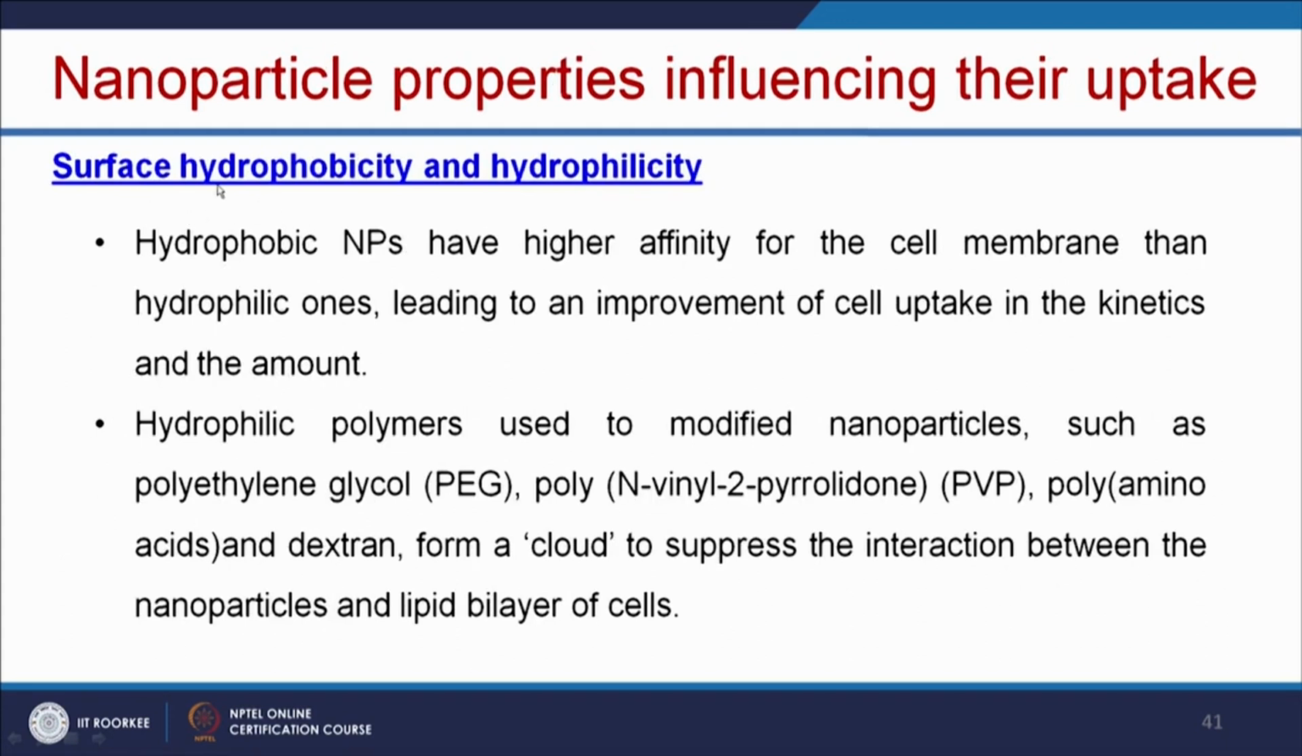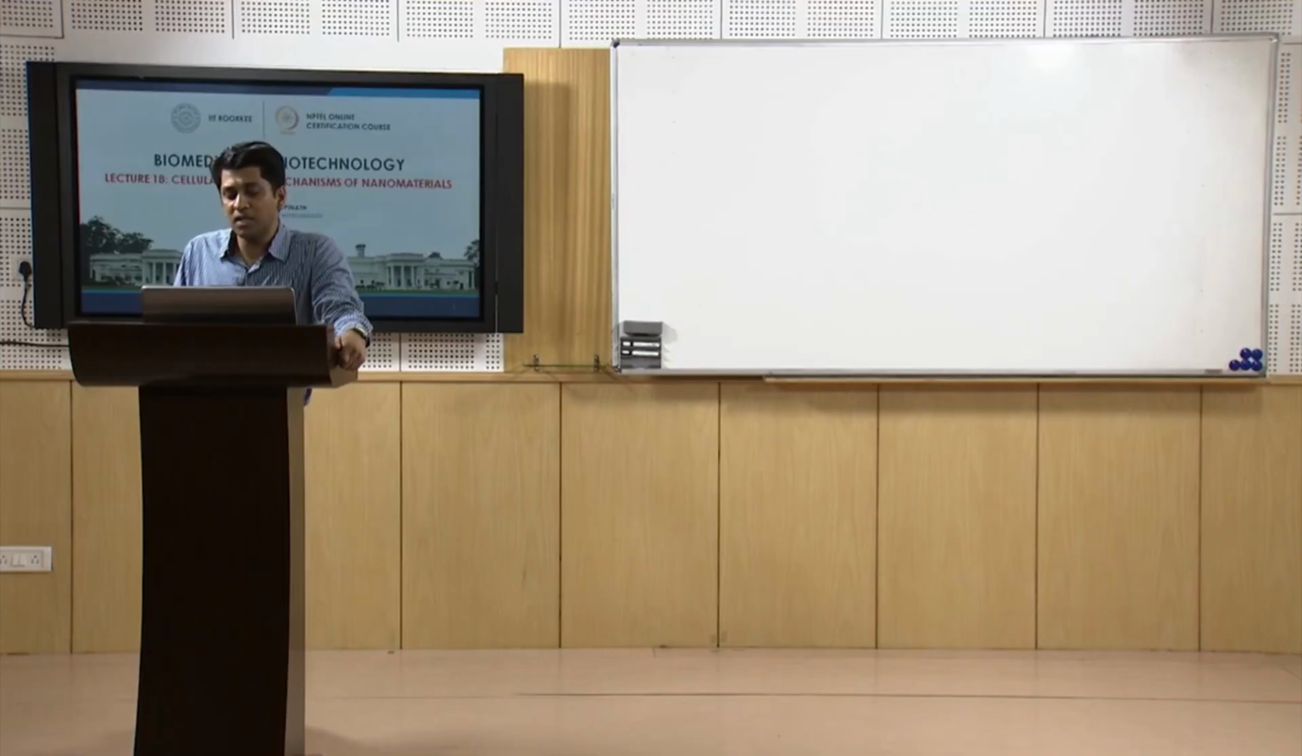So let us see the role of surface hydrophobicity and hydrophilicity. Hydrophobic nanoparticles have higher affinity for the cell membrane than hydrophilic ones, leading to an improvement of cell uptake in the kinetics and the amount. Hydrophilic polymers used to modify nanoparticles, such as polyethylene glycol (PEG), PVP and dextran, form a cloud to suppress the interaction between the nanoparticles and the lipid bilayer of the cells. Thus it will increase the prolonged circulation of the nanoparticle in the system.